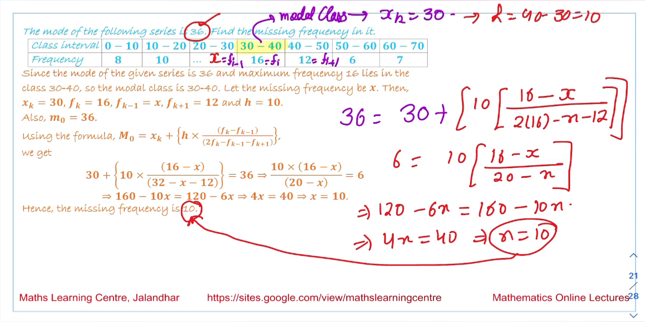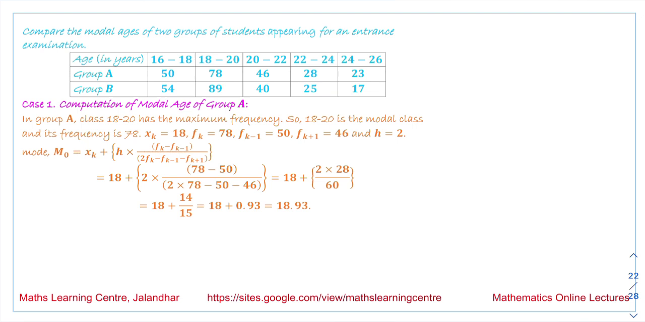The next question is to compare the modal ages of the two groups of students appearing in an entrance exam. There are two groups of students, group A and group B. These values are the class intervals: 16 to 18, 18 to 20, 20 to 22, 22 to 24, and these are the corresponding frequencies. We have to find the mode for both groups. For group A, the maximum frequency is 78. So the modal class is 18 to 20.